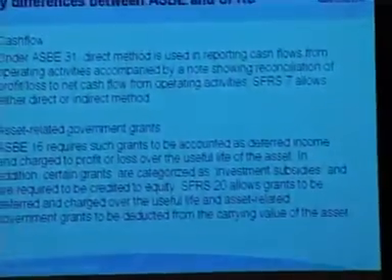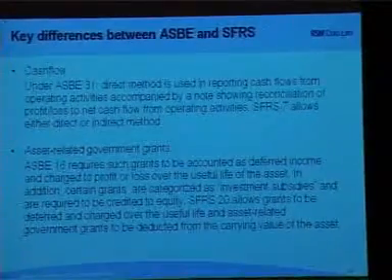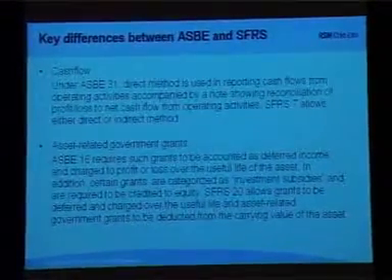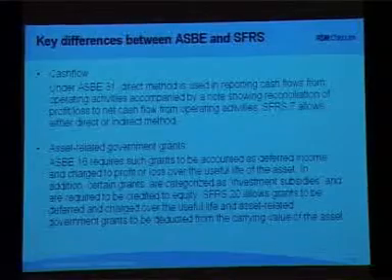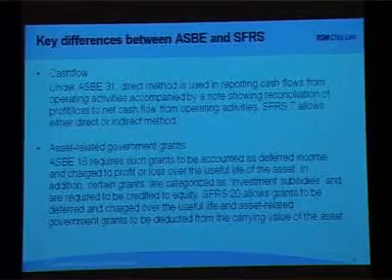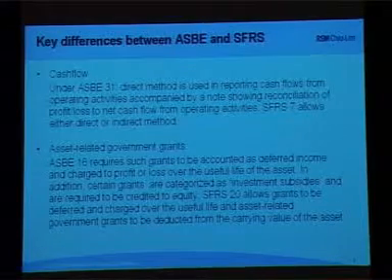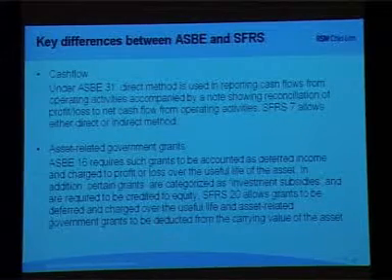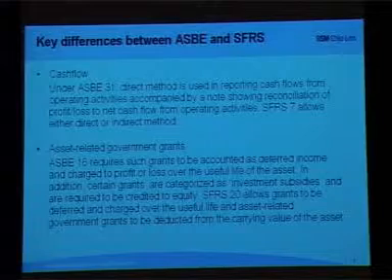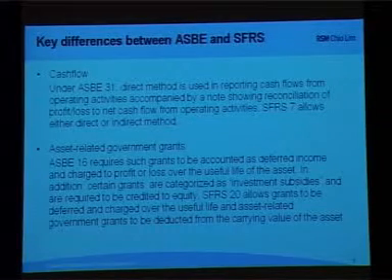What about cash flow? Under ASB 31, direct method is used in reporting cash flow from operating activities, accompanied by a note showing reconciliation of profit and loss to net cash flow from operating activities. Now, so in China, actually, you need to show both direct and indirect method. Yeah. Whereas for SFRS 7, we allow a choice of either direct or indirect method.